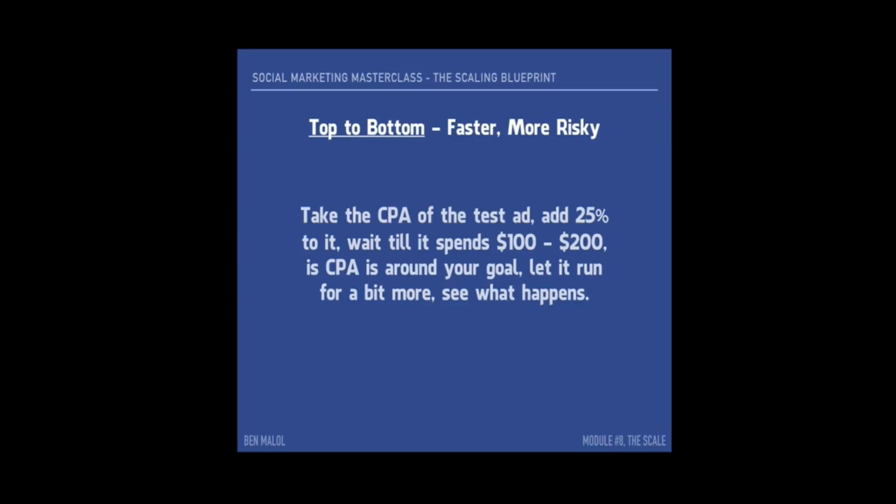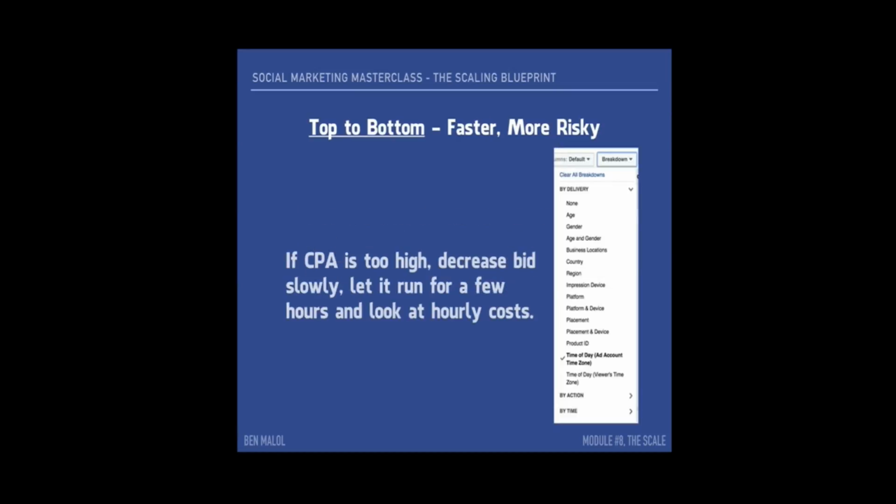If the CPA is around your goal, which means it's not great but it's okay, or at least not losing you a lot of money, then let it run a bit more and see what happens, because it sometimes takes time for it to optimize and start getting you better results. Now, if the CPA is too high, decrease the bid slowly. Let it run for a few hours and look at hourly costs. This is very important, because the thing about manual bidding is that you want to see the differences that happen on an hourly basis.